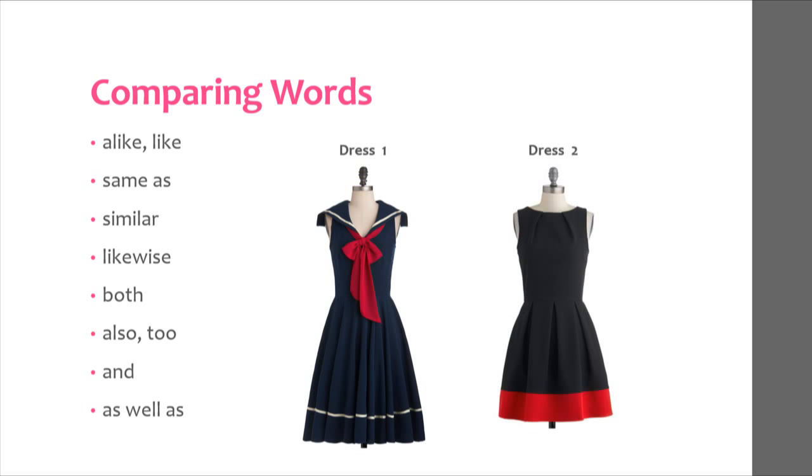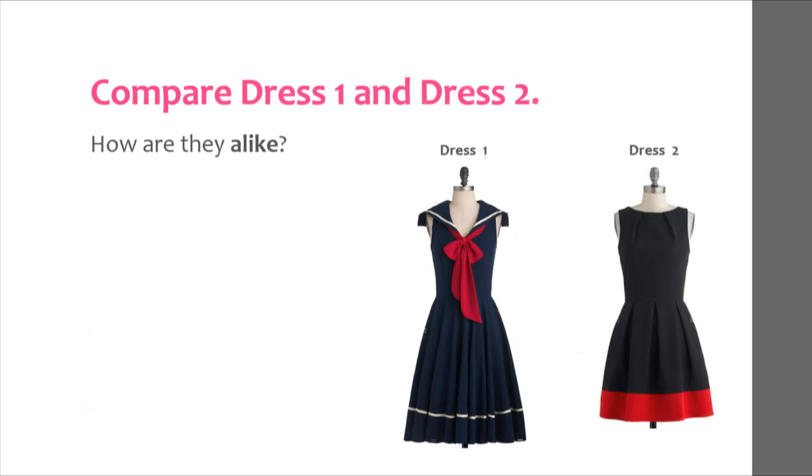Now, if someone were to show you these two dresses, dress 1 and dress 2, and told you to compare them, you could use some of these words in your comparisons. For example, I could say both dress 1 and dress 2 are dark colored. In that case, I use the word both and the word and, both of which are comparing words. Another thing I could say about these dresses is dress 1 has a stripe on the skirt. Likewise, dress 2 also has a stripe on the skirt. In that example, I used both the word likewise and the word also. So all of these words are words used when comparing.